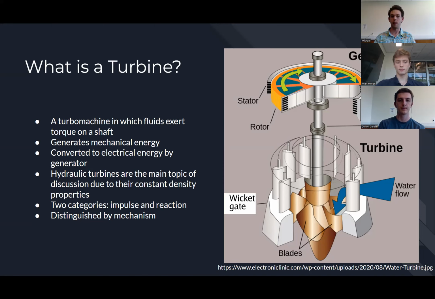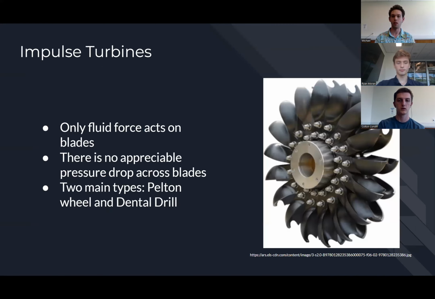And there are two main categories that turbines are broken into, which are impulse and reaction turbines, and they are distinguished by their mechanisms. First, let's talk about impulse turbines. You can see a picture of one on the right. And in an impulse turbine, the only force that acts on the blades is the force due to the velocity of the fluid. There is no appreciable pressure drop across the blades, only a pressure drop across the nozzle.